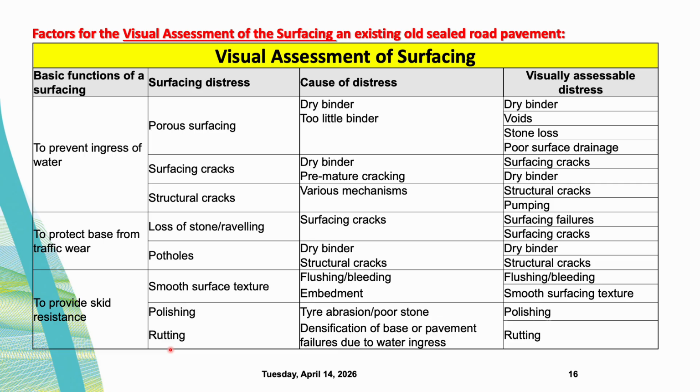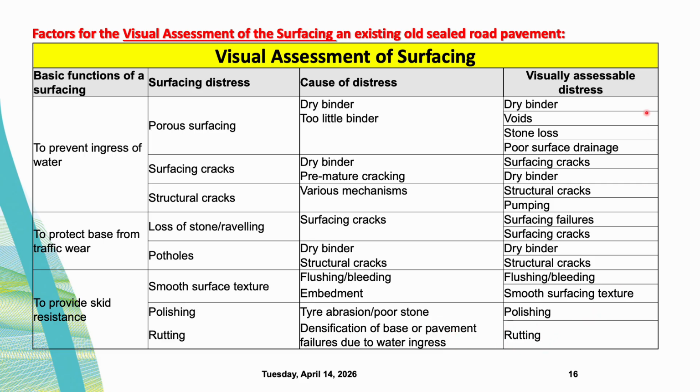If you see rutting on your sealing that you've done or on an existing pavement, it means that the base layer has got densification or shear failures due to water ingress. A major problem in most of our roads with thin surfacings, even with thin asphalts, is that there are failures in the base due to water ingress, reducing the bearing capacity of the base layer, and it will end up in rutting.